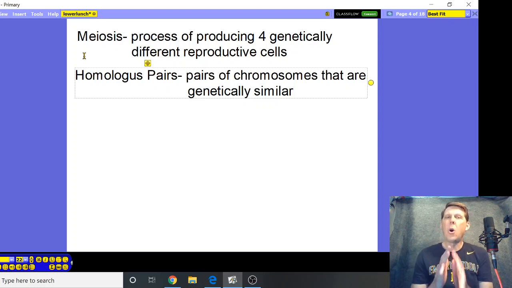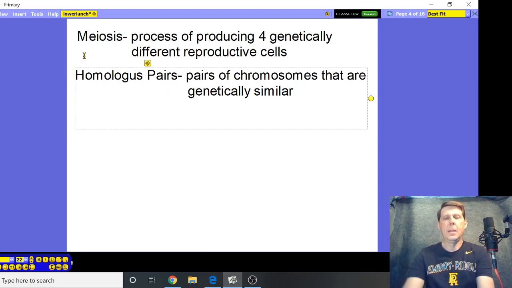Chromosomes are not all the same exact size. So you'll have ones that are slightly larger, slightly smaller than others, different thicknesses. If you go to Google and just type in human chromosomes, and look at the images, you'll see what I mean. They are different sizes. So a homologous pair is a pair of chromosomes that are genetically similar.